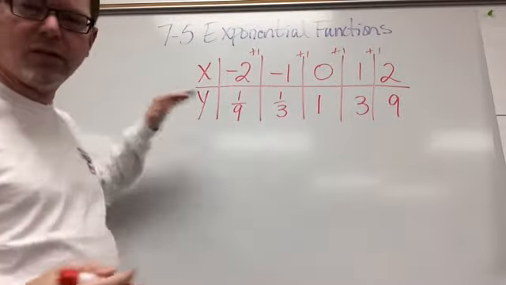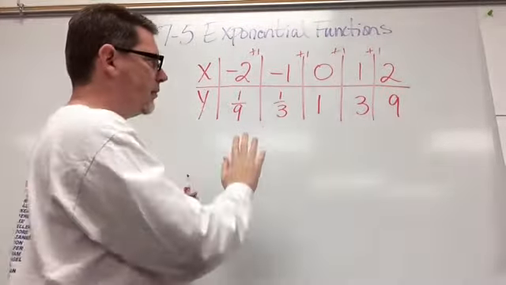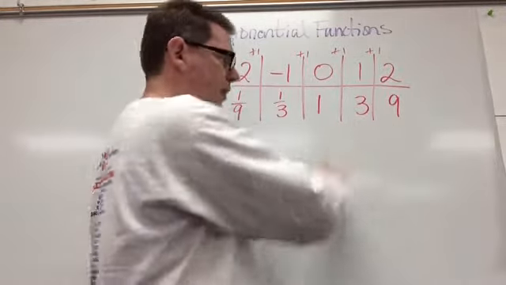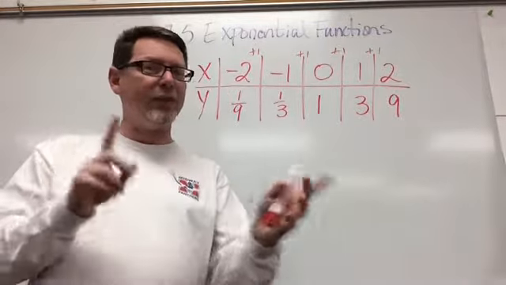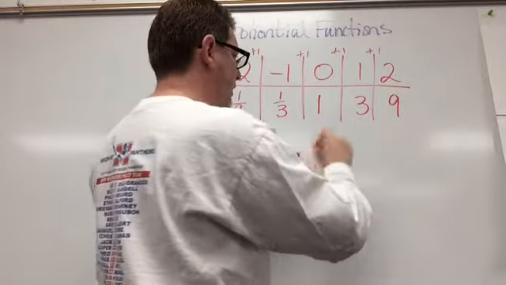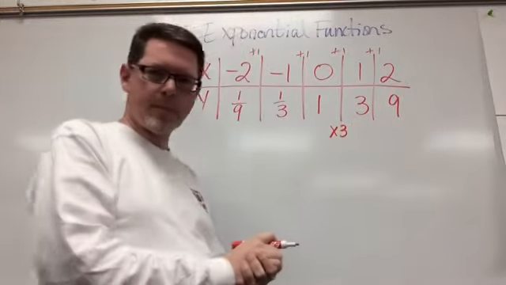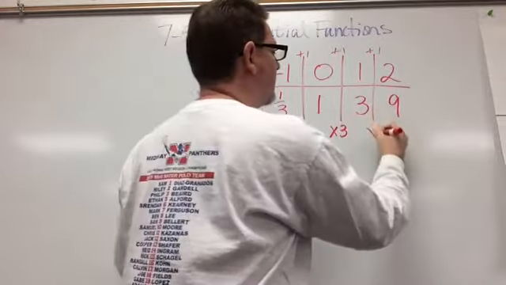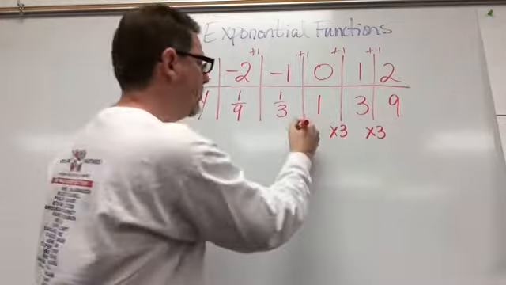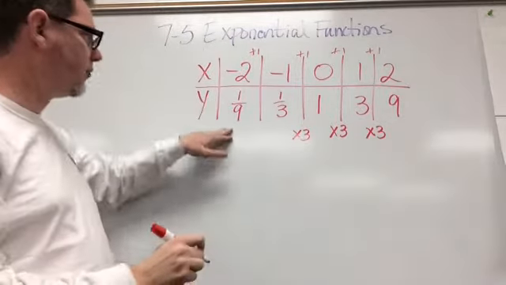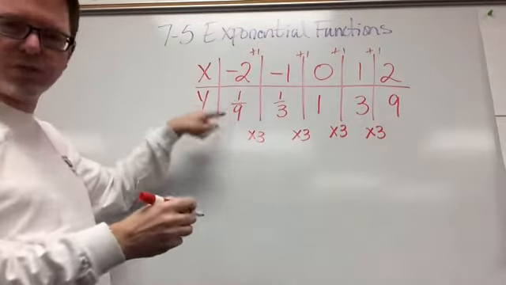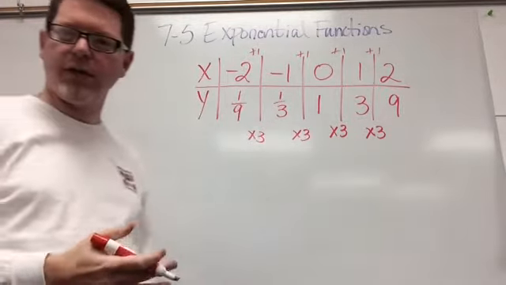But let's look at our y values. What's happening to our y values? I'm going to start with 1, 3, and 9 because those are easy to deal with. How did I get from 1 to 3? Now, you might want to say plus 2, but that would make it linear, and this is not linear. Another way I got from 1 to 3 is that I multiplied by 3. How did I get from 3 to 9? I multiplied by 3. Well, how did I get from 1/3 to 1? I multiplied by 3. And how did I get from 1/9 to 1/3? I multiplied by 3. Because 3 times 1/9 is 3/9, and 3/9 simplifies to 1/3.